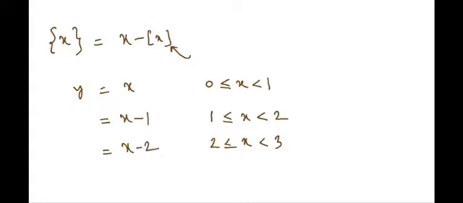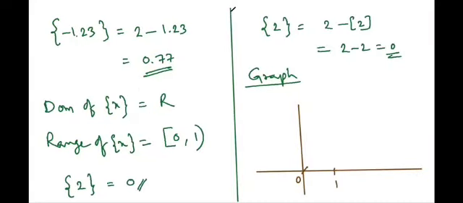Now I'll show you the graph in the previous page. Look at this. So you observe 0 to 1, 1 to 2, 2 to 3. In 0 to 1, it is x, the y is equal to x graph. We will draw like this, but it's only a line segment. Up to 1 only we need to take. Closed at 0, open at 1. So at 1 there is a break, open here.